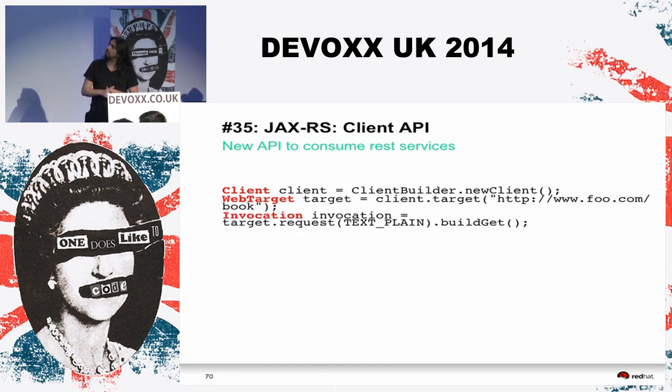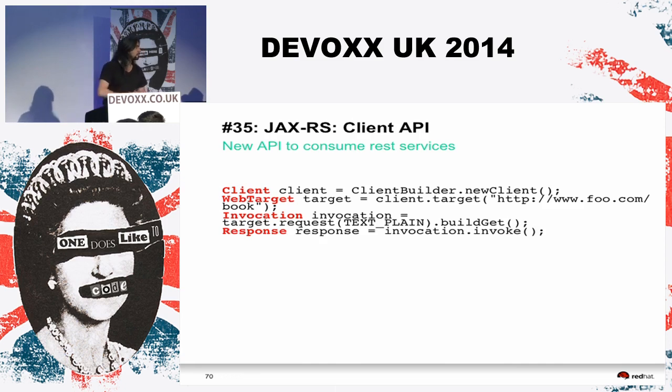With this web target, you say, I want to do a request, text plain or XML or JSON, and I'm going to build a GET that's going to return an invocation. Once I have the invocation, I invoke, and that gives me a response. And on the response, I can see if it's a 4, 200, or 201.